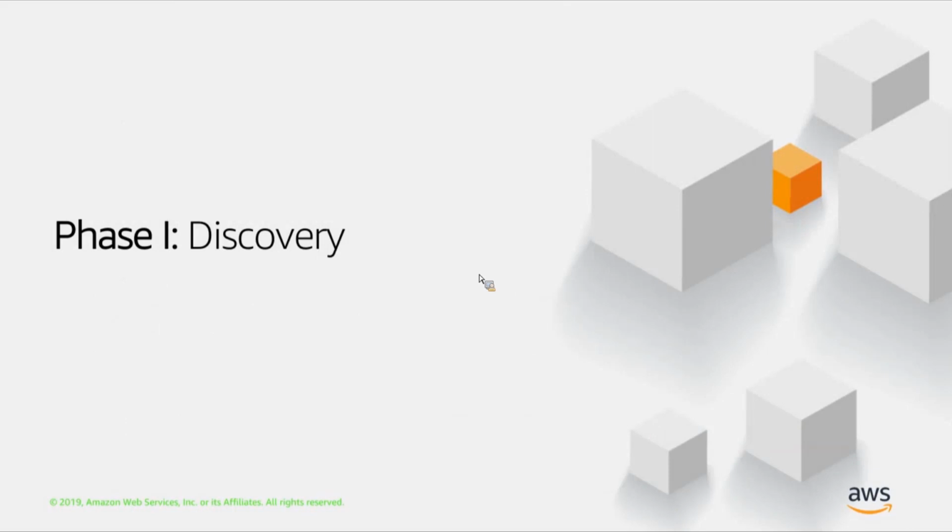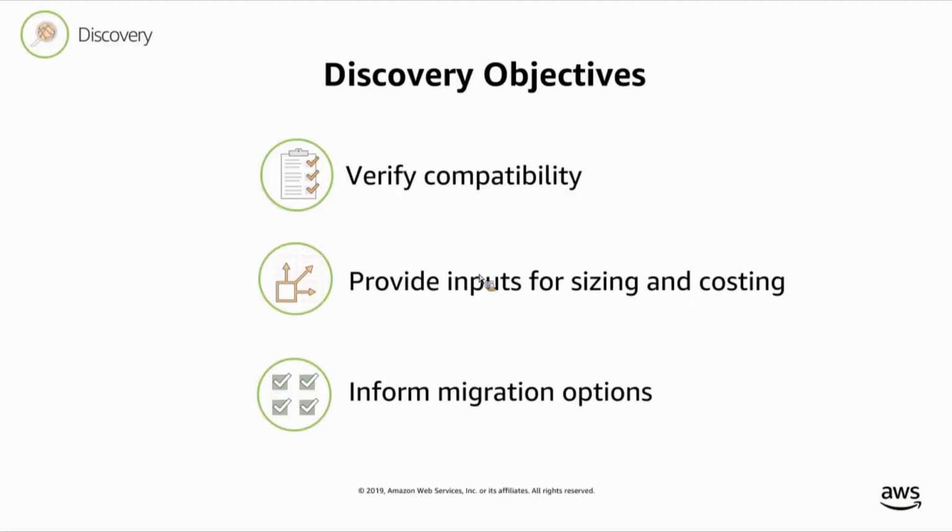So in the discovery phase, we really have 3 primary objectives, and they are to verify the compatibility with DocumentDB. So if you're coming from a Mongo source, DocumentDB is not a drop-in replacement for Mongo, and while we have support for the vast majority of features that customers want to use, it's important to understand which features we do and don't support so you go into your migration fully educated.